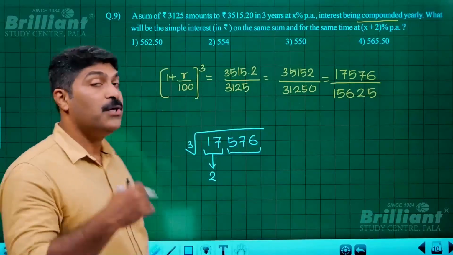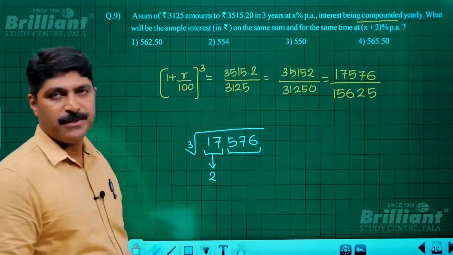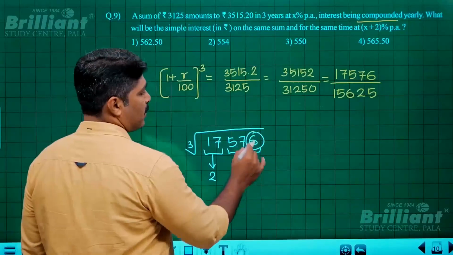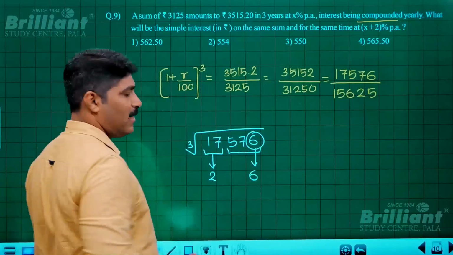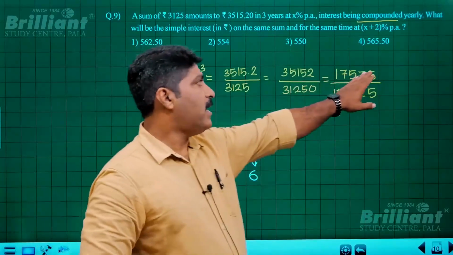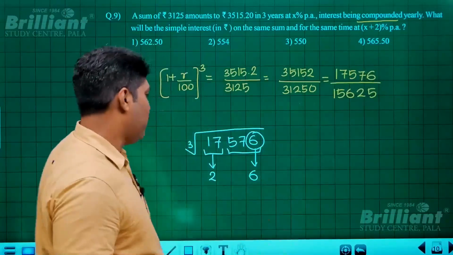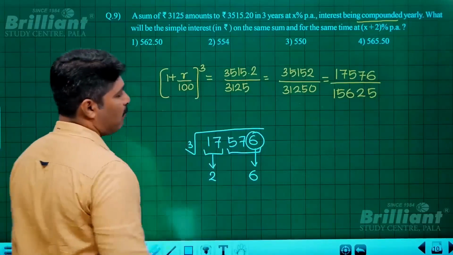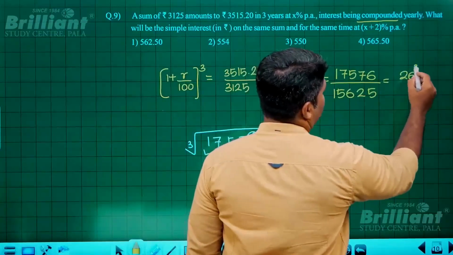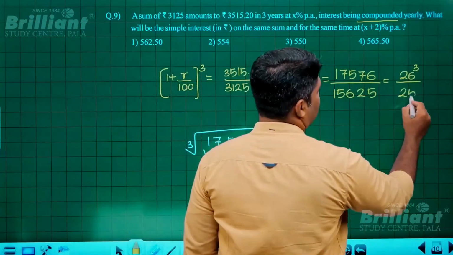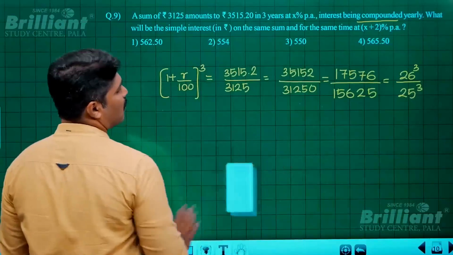That's beyond this range. Next we have to consider the unit digit. Which number's cube will end in 6? Only 6's cube. Got it? So if the numerator is a perfect cube, definitely it's the cube of 26, so you can write it as 26 cube. At the same time, by similar logic, the denominator should be 25 cube. So that's the way to find the cube root of numbers easily.